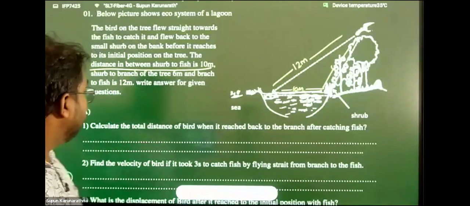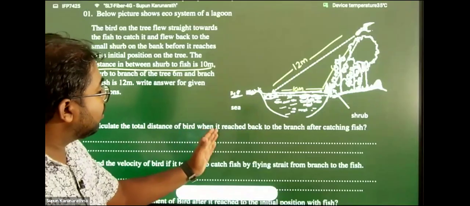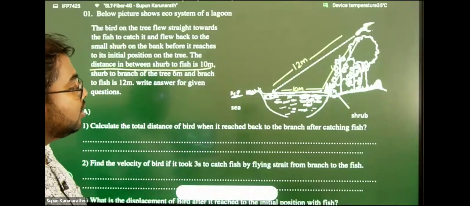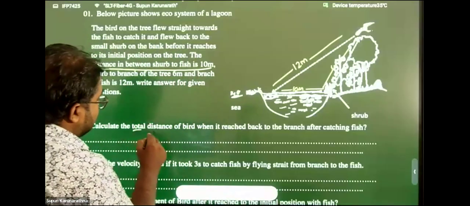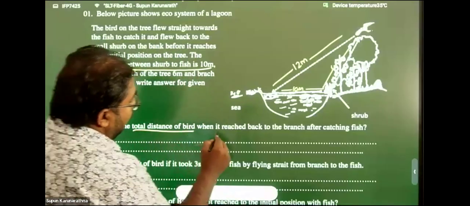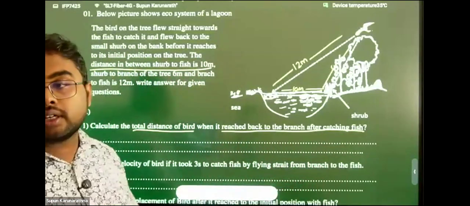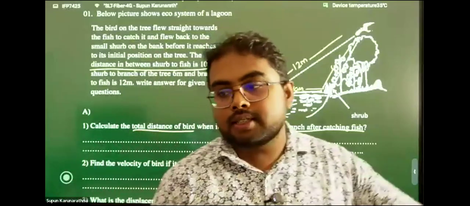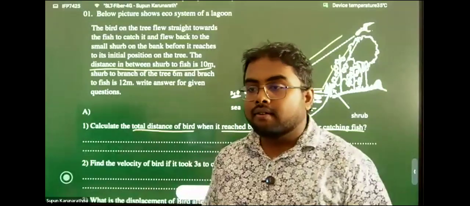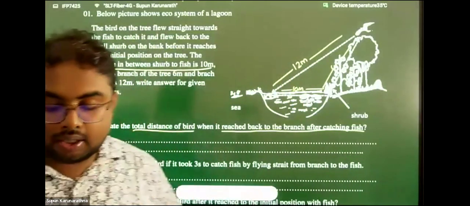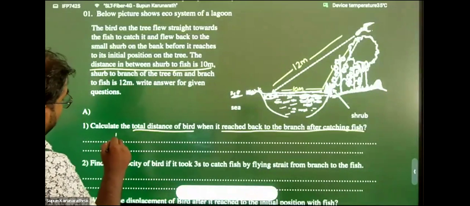Okay, then calculate the total distance of the bird when it reaches back to the branch after catching the fish. So what do you think? What is the answer? Just put your answer into the chat box. It's asking about the distance, right? Please put your answer. So what answer have you got?